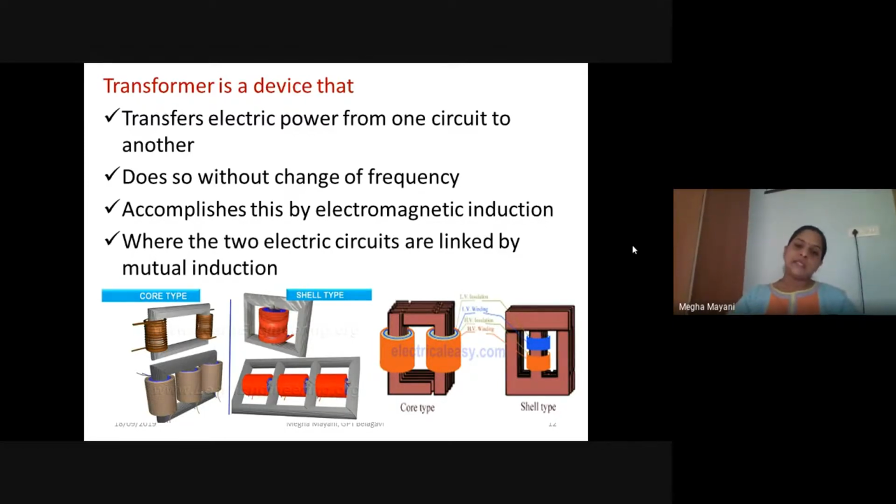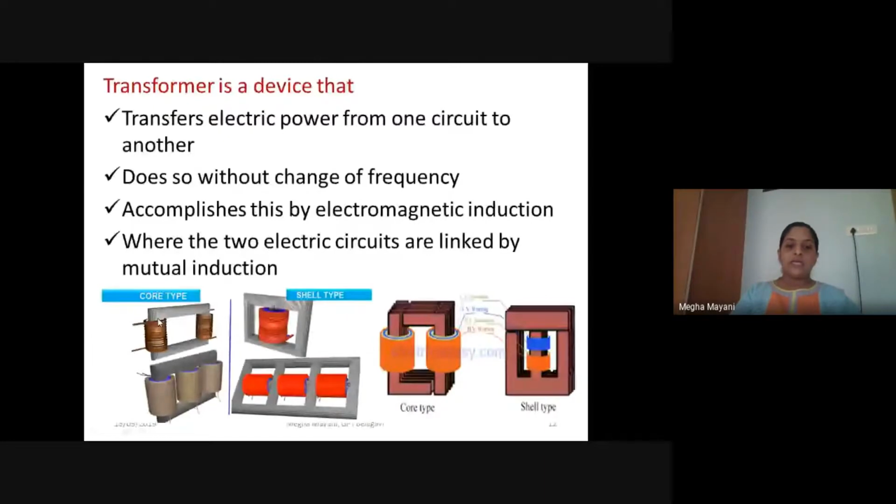So you can see some images here. These images are transformers where you have a core type and a shell type as mentioned. So these are different from the constructional point of view. Next session we will be looking into more details about the classification of transformers based on construction, application, losses, etc. So this is an example of a one phase core type transformer.